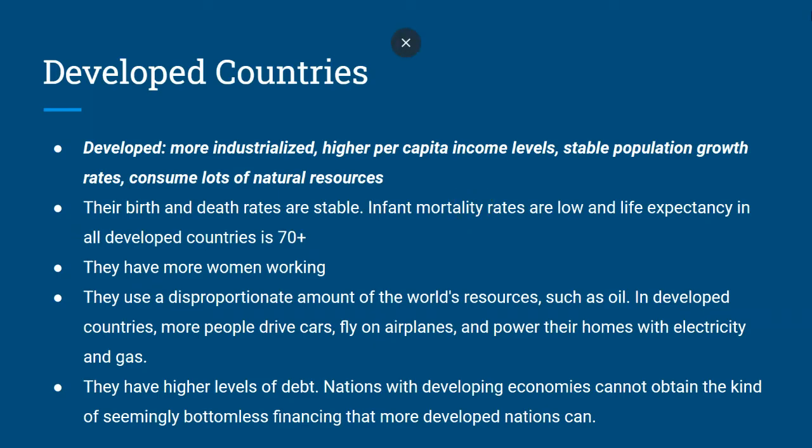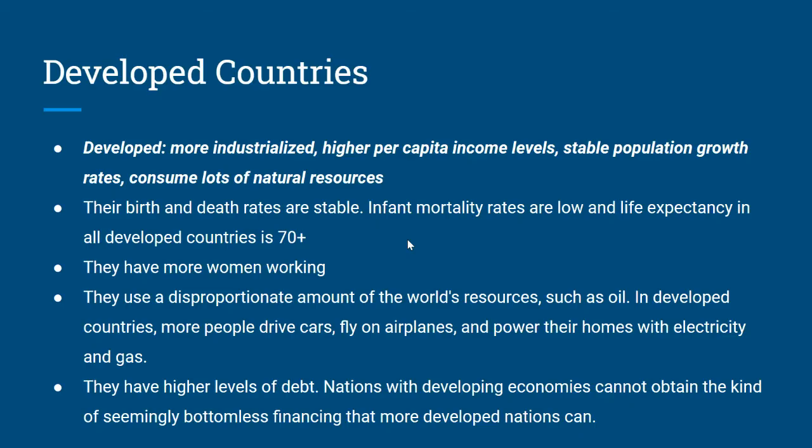Developed countries are more industrialized. They have higher per capita income levels, stable population growth, and consume lots of natural resources. That's generally because in developed countries, more people drive cars, fly airplanes, use electricity and gas in their homes, things like that. Birth and death rates are stable in developed countries because infant mortality rates are low, and life expectancy in all developed countries is 70 plus years, so 70 years or higher.